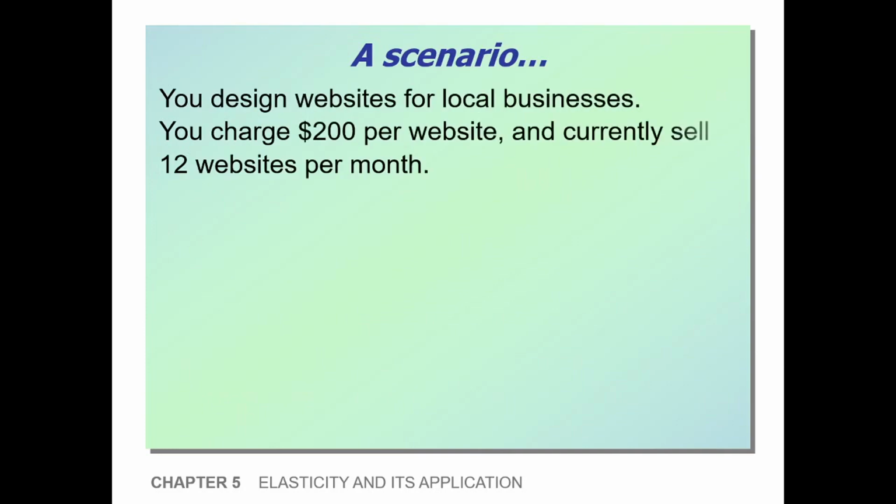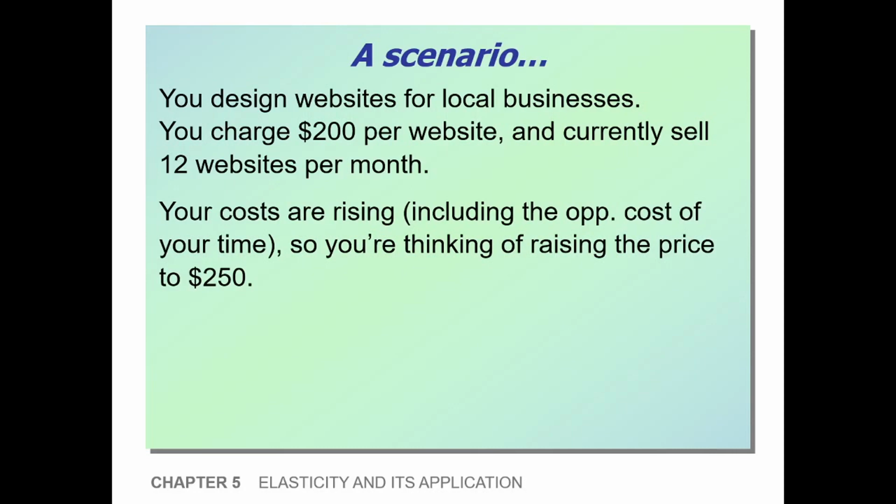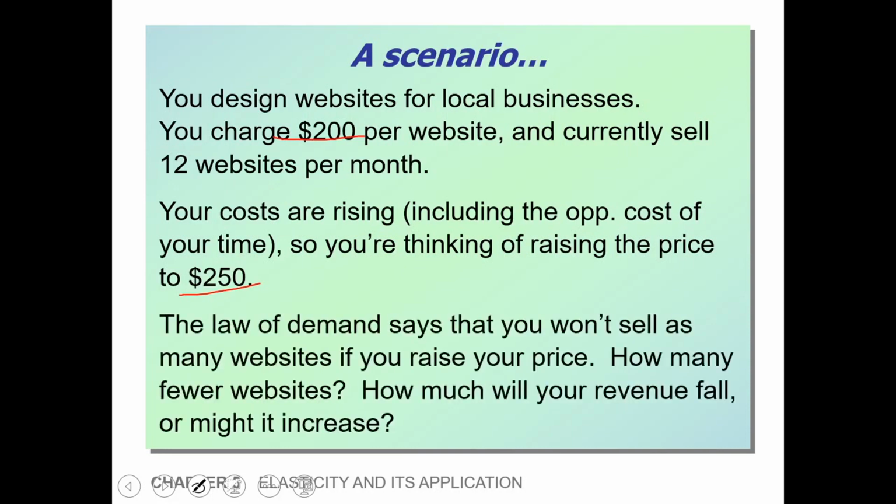Alright, so another scenario: you design websites for local businesses. You charge $200 per website and currently sell 12 websites per month. Your costs are rising, including the opportunity cost of your time, so you are thinking of raising the price to $250. The law of demand says that you won't sell as many websites if you raise your price. How many of your websites? How much will your revenue fall, or might it increase? These are the important questions that the seller is concerned about, and this is what we will find out in elasticities. So the price has increased from 200 to 250.